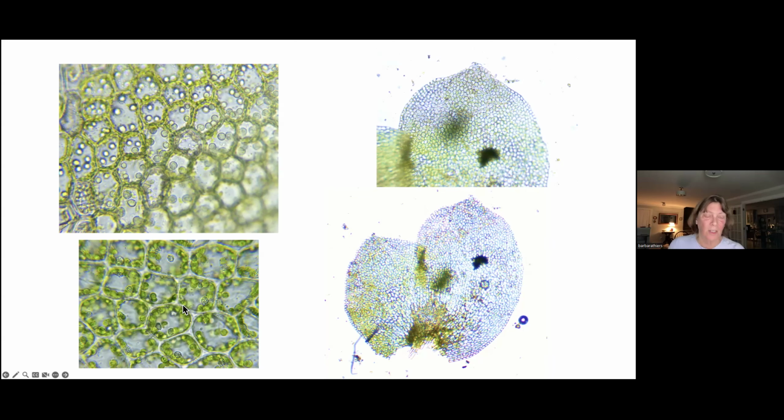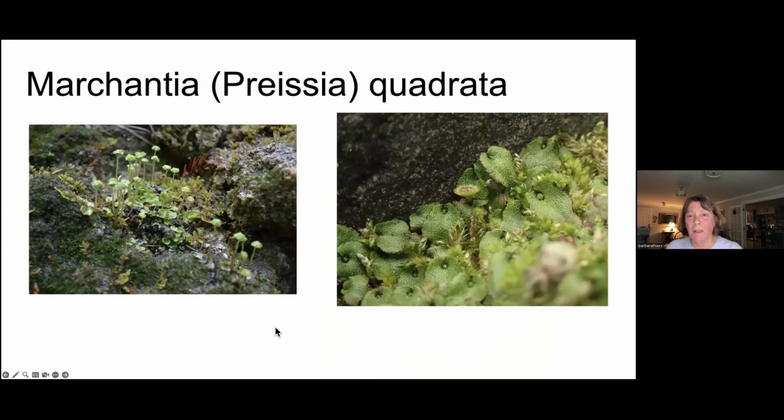I actually cheated and brought in a different species here, because another thing that doesn't show up so well in that slide is the thickness of the walls between the cells. These corner regions are extremely important in liverworts. At the species level, usually, whether these corners, called trigones, are small or large, or whether they're bulging or not. Okay, moving on to Marchantia, or as it's been known, Preissia quadrata.